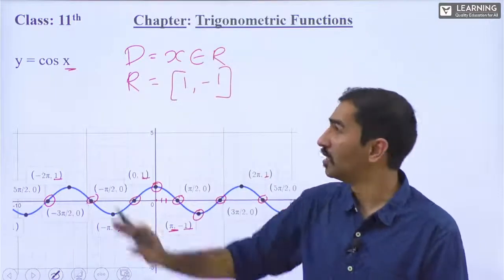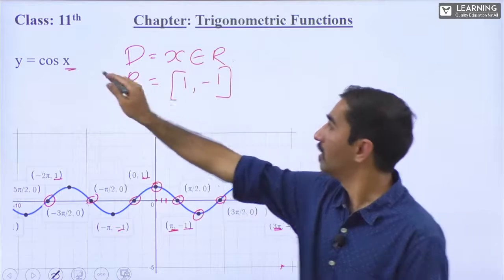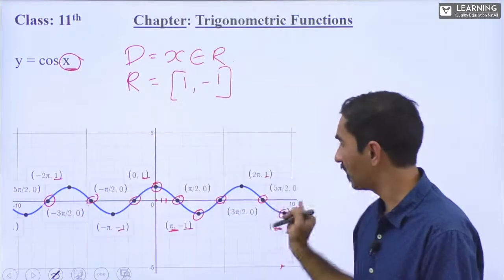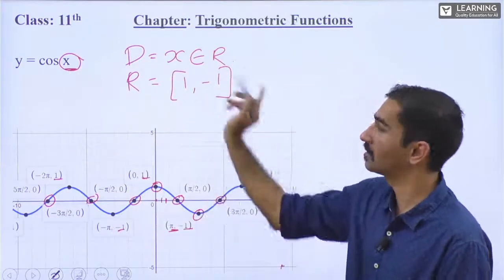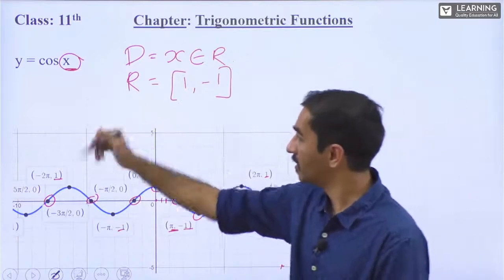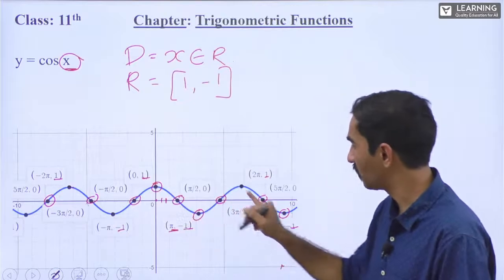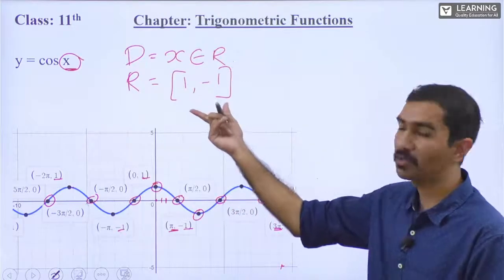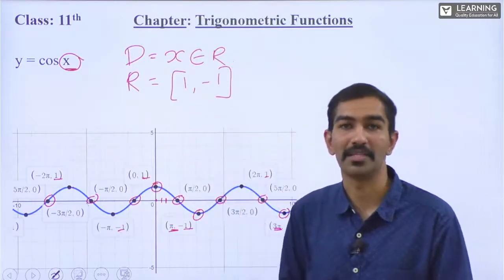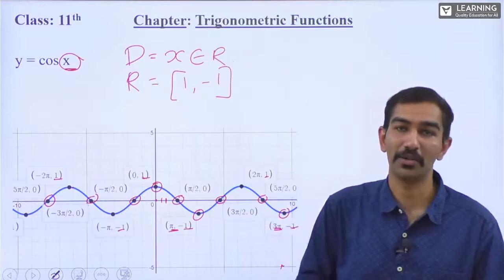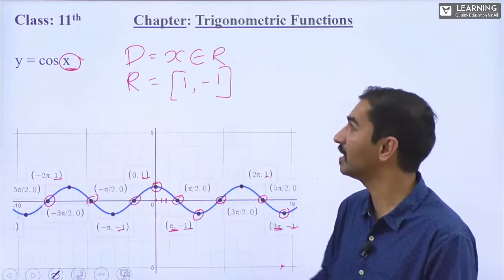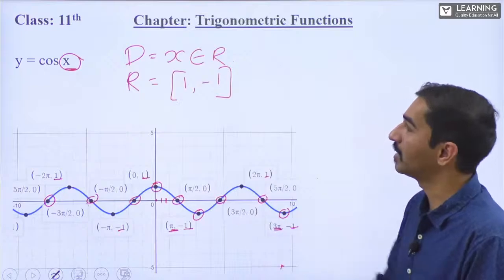Very simple, students. What is the meaning of domain? X values. See the graph and tell what are the x values? Real numbers. What is range? Y values. See 1, minus 1, minus 1, 1, minus 1, 1. So range is 1, comma, minus 1. As simple as that. Okay, do not confuse it. It's very easy actually. So this is the second trigonometric function.